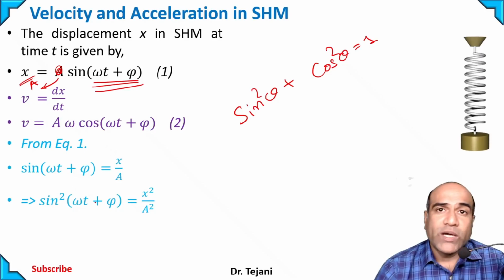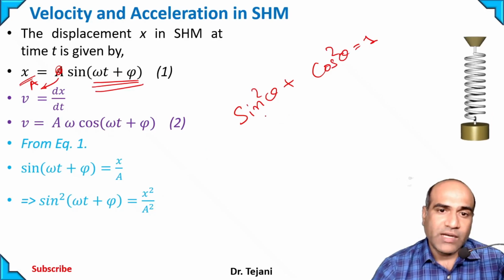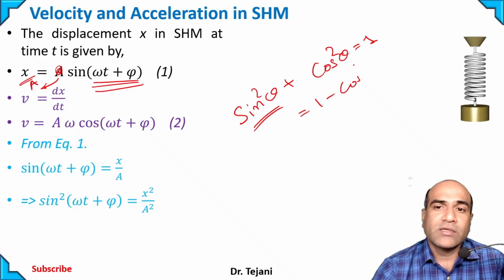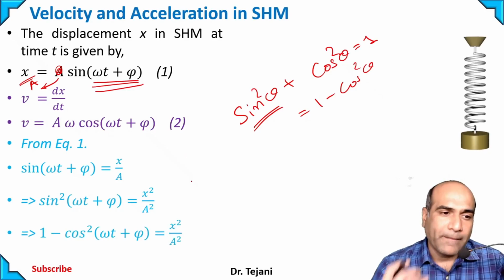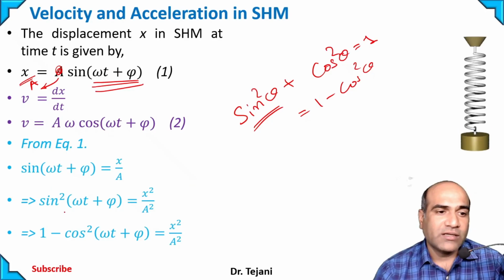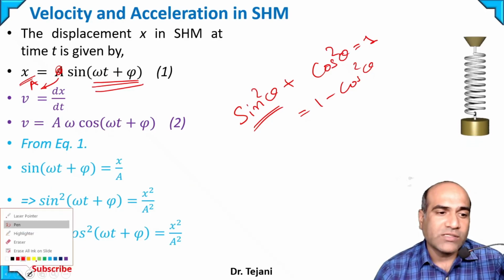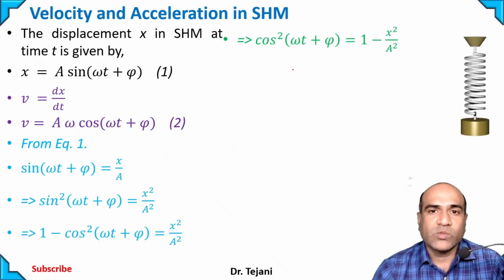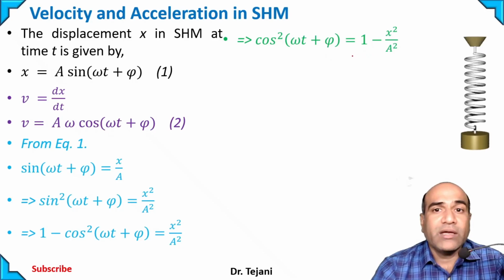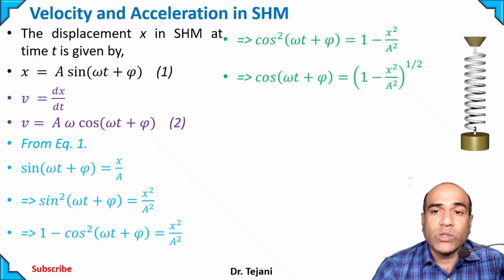Sine square omega t plus phi equal to x square by a square. Now what? I can put sine square equal to 1 minus cos square theta. Let's put sine square omega t minus... So can I take cos? Yes, of course. Cos square omega t plus phi equal to 1 minus x square by a square, and we can write cos omega t plus phi equal to square root of 1 minus x square by a square.